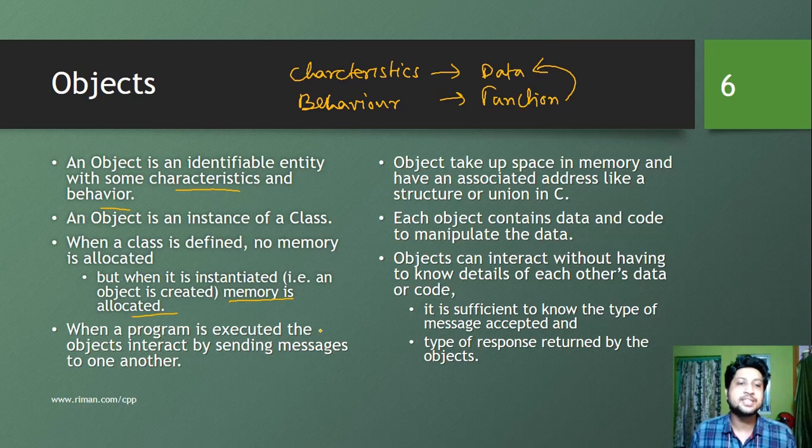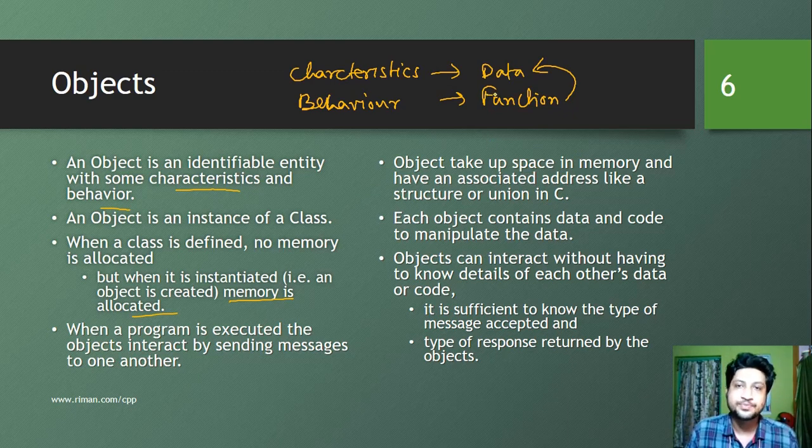When a program is executed, the objects interact by sending messages to one another. So one object or different objects of different classes can communicate with each other using messages, which is called message passing. Objects take up space in memory and have an associated address like a structure or union. So objects work as a variable of class type.